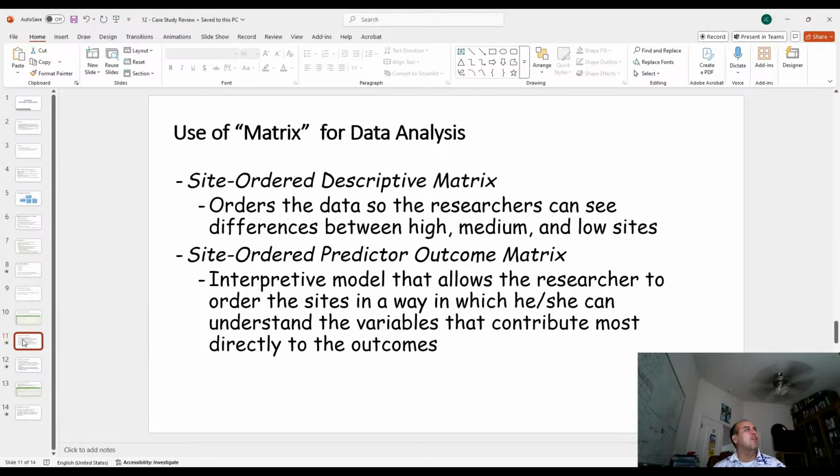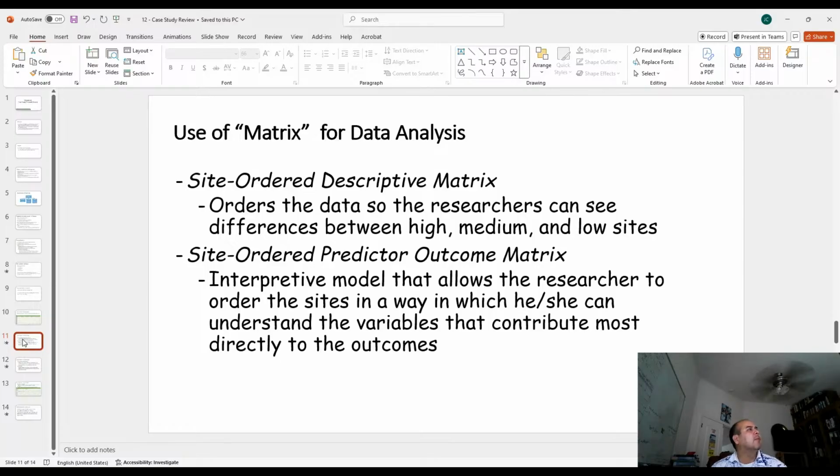All right, so the use of the matrix for data analysis. You also have a site-ordered descriptive matrix, which orders the data so that the researcher can see the differences between high, low, and medium sites. So if we were to go back to the principal one that I just showed you, you may have to do maybe more than 5 principals, and maybe you organize them. You put in one category those that are highly resistant to change, medium ones, those that are not resistant or unresistant, and then you have those that are very low resistant to change.